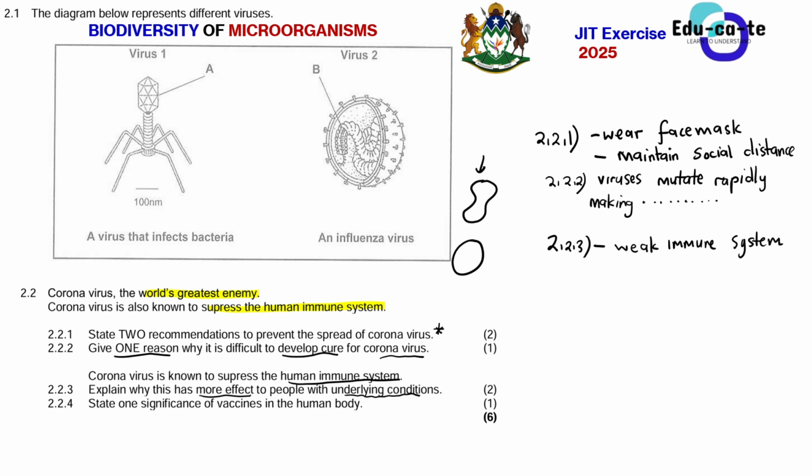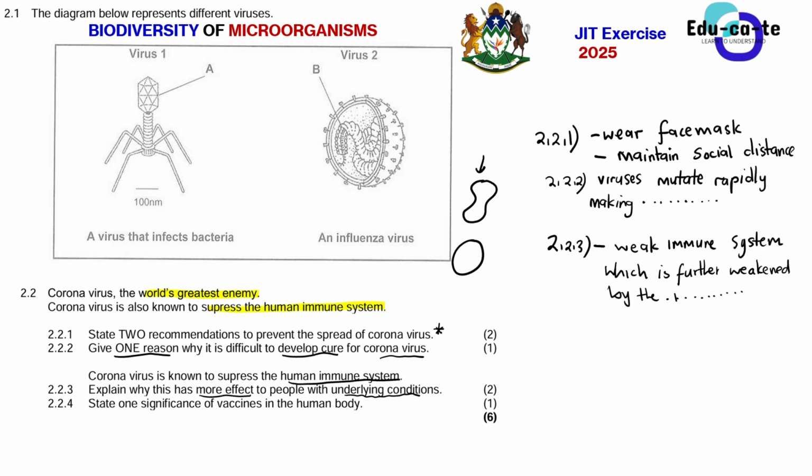So they've got a weak immune system which is further weakened by the virus when it gets into them. You're going to use proper English, but basically, the people with underlying conditions, they've got a weak immune system already, and then the moment you introduce the coronavirus into them, their weak immune system will be further weakened, and it will be even worse.